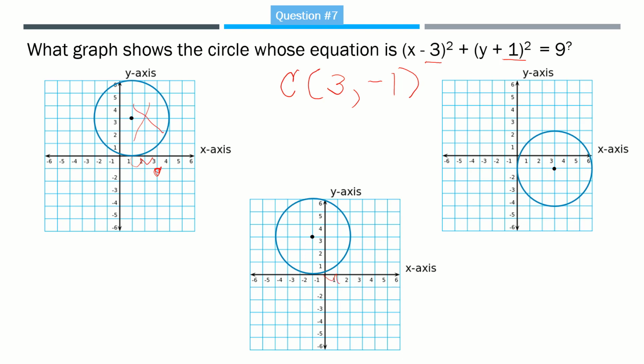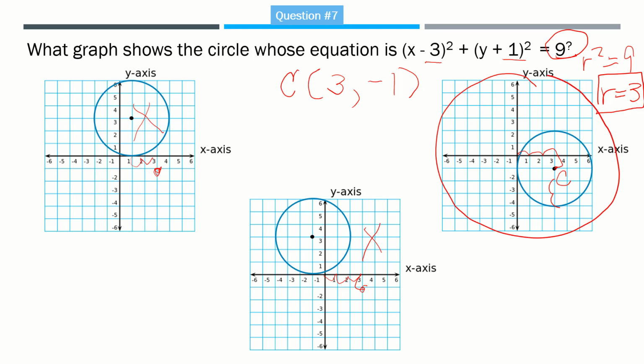All right, 1, 2, 3, -1. This can't be the graph. 1, 2, 3, -1. So this has the correct center. Now let's look at the radius and just double check. R squared, radius squared, is 9. You take the square root of that. And this is a length, so we just consider the positive 3, not the -3. So is the radius 3 from the center to any point on the circle? 1, 2, 3. So yes, this is the graph of that circle.